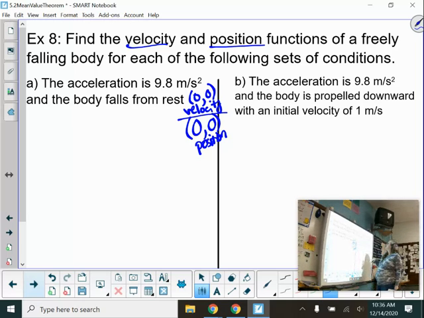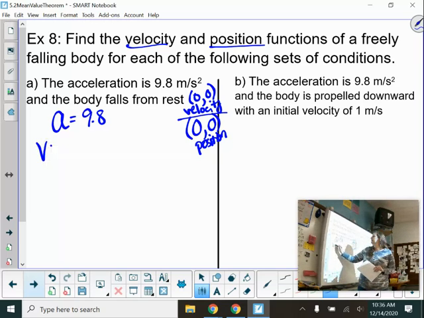And you can see in part B, it is a little bit different because we do have a different initial velocity. So this one is falling from rest. In part B, it is being propelled at 1 meter per second to begin with. So that's going to change the outcome of our problem a little bit. So we know here that our acceleration is 9.8 meters per second squared.